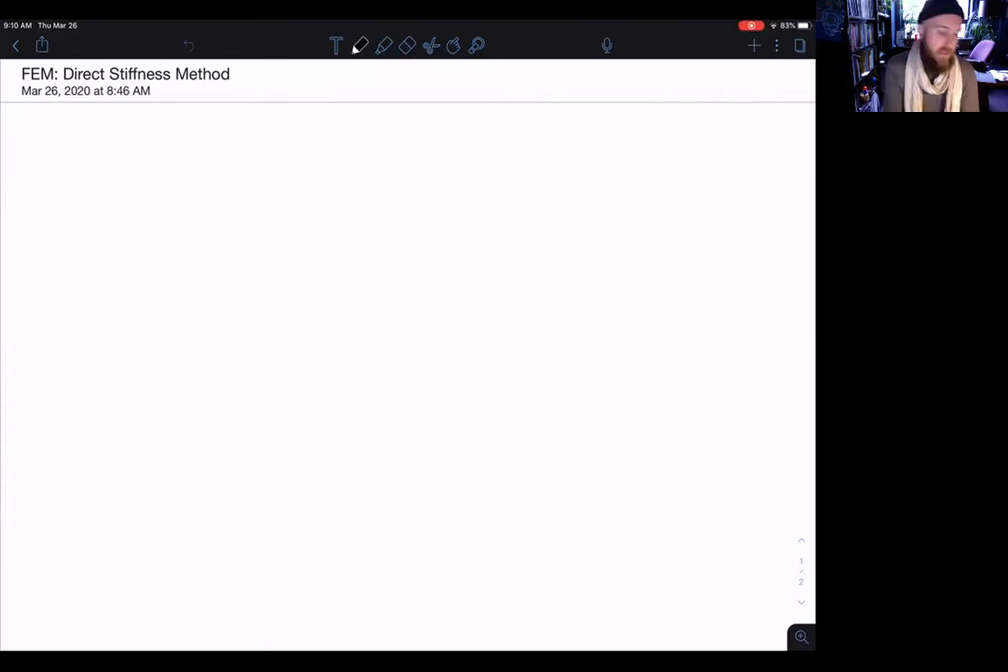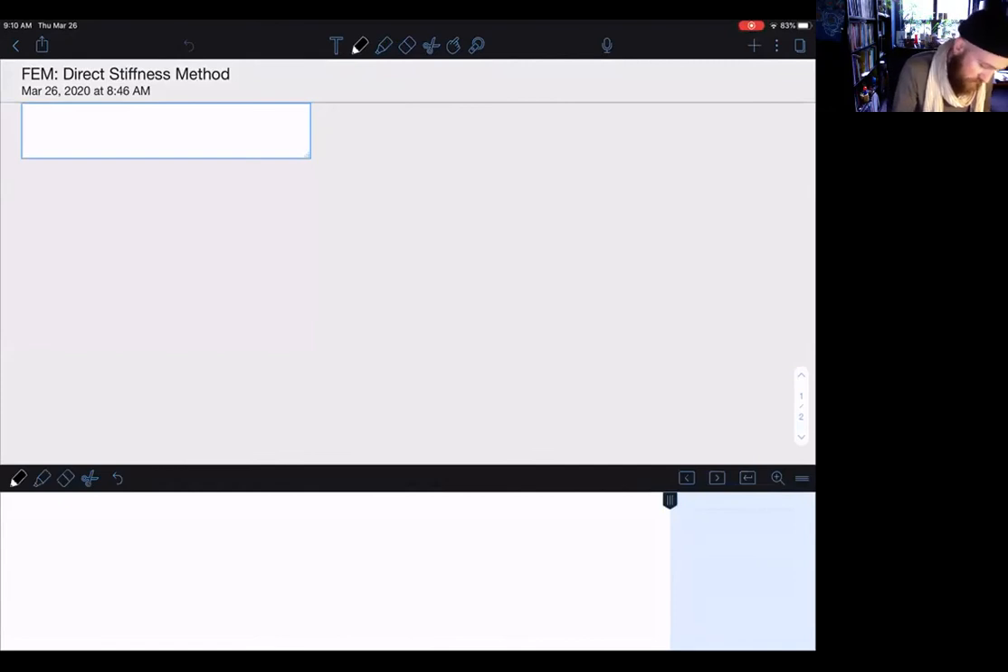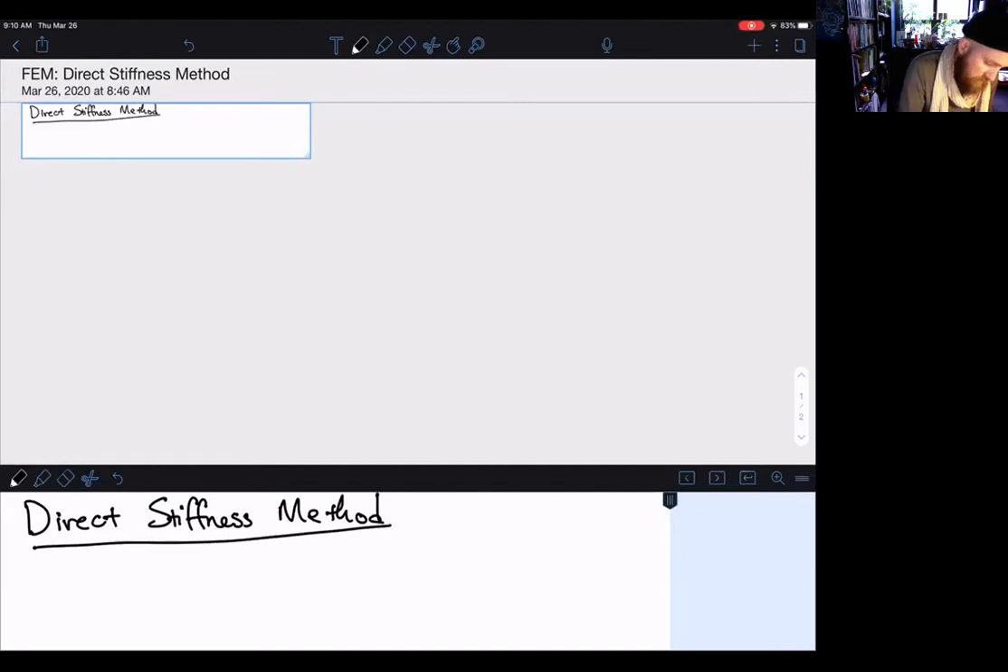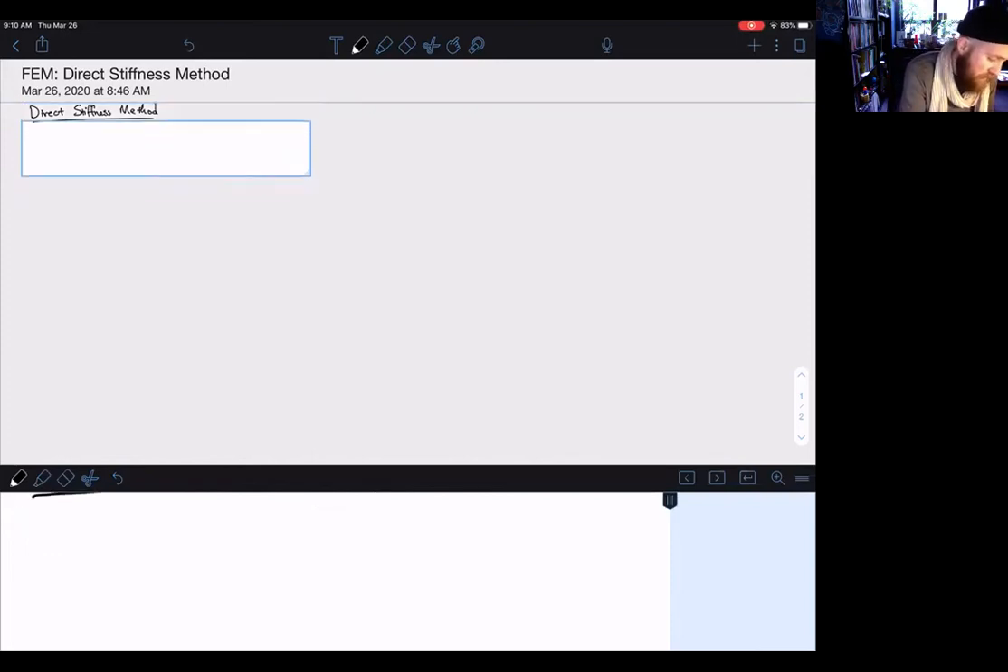The idea here is that using some basic steps, now they're kind of tedious, but some basic steps with a simple structure, we can illustrate the direct stiffness method. So let me just draw out a little bit of what we're saying here.